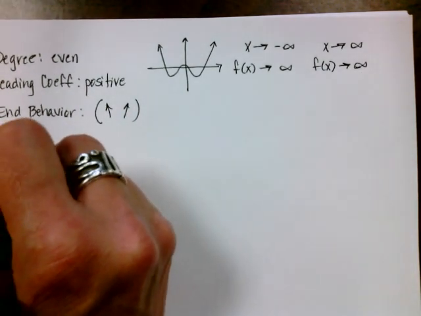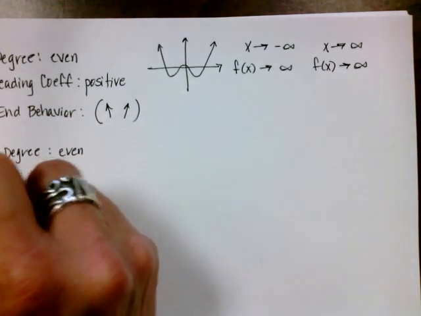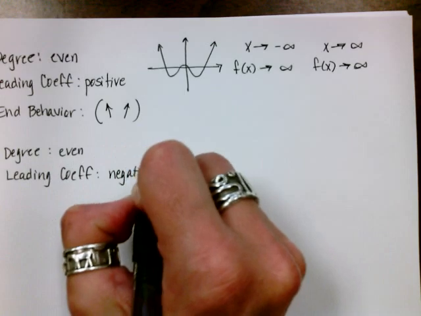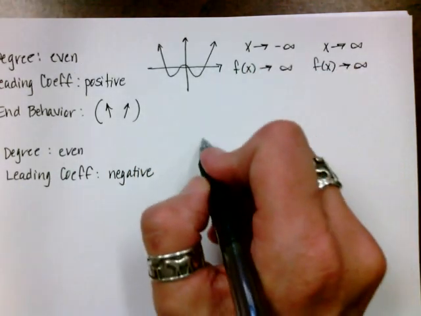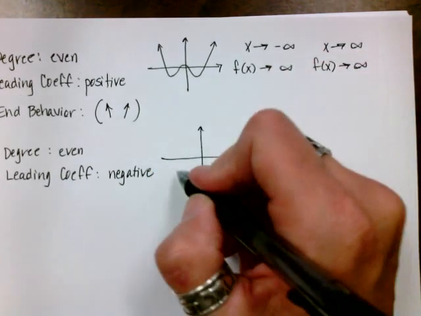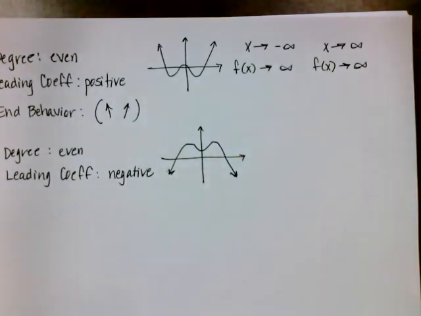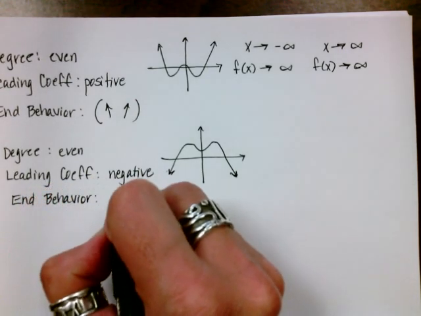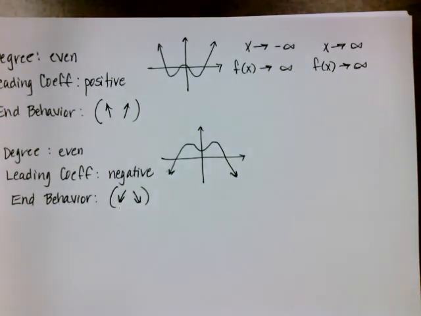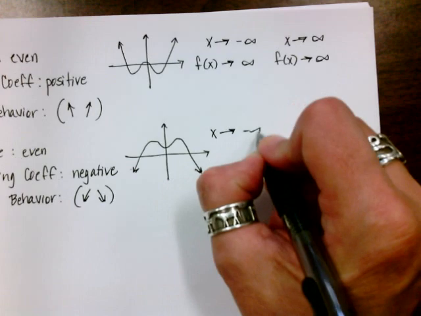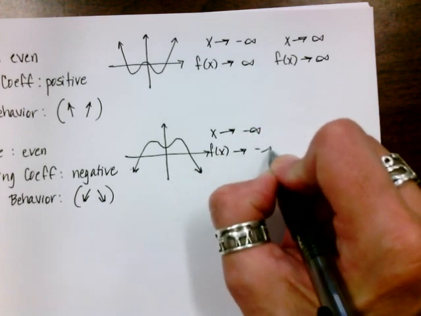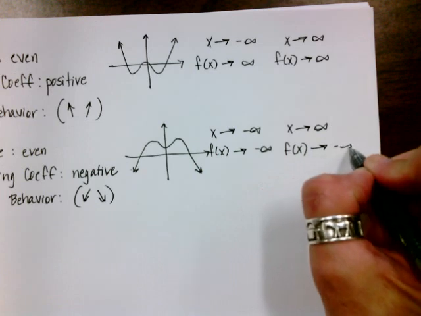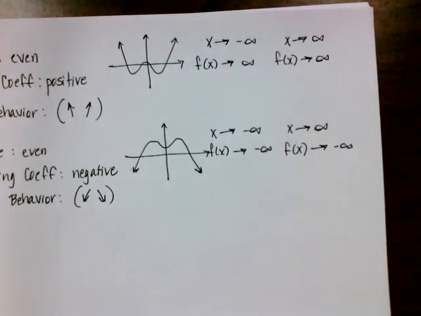Last one. So if my degree is even and my leading coefficient is negative, okay, then it's going to be a reflection of that graph, which means it's going to flip, and it could look something like that. Okay, so now let's talk about the end behavior. So this graph's end behavior is going to be down and down. Okay, big kid math. As x approaches negative infinity, the y values are also approaching negative infinity. And as x approaches positive infinity, my y values are also approaching negative infinity. Okay? So that's very cool.